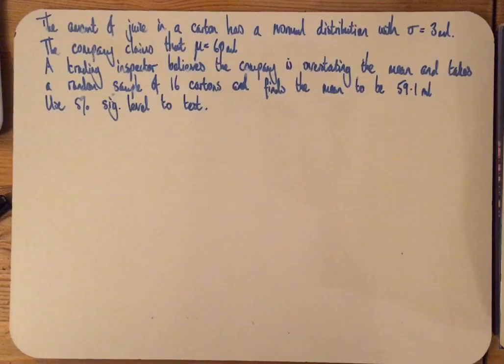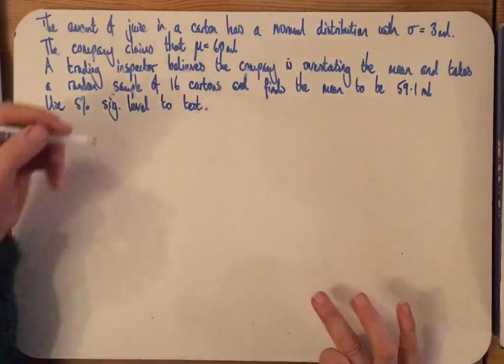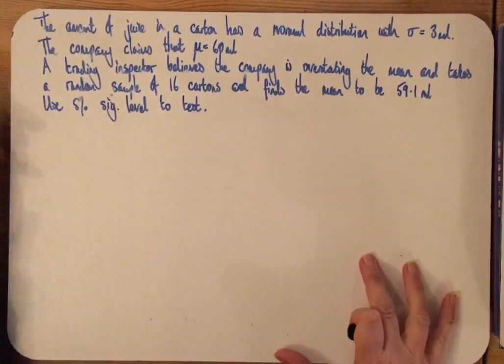So it's looking a bit low, but is it low enough to say that the population mean isn't 60? Because you expect a bit of variation within your means when you take a sample. So we're going to test it at a 5% significance level this time, which is a bit more usual, to be honest. So same start.